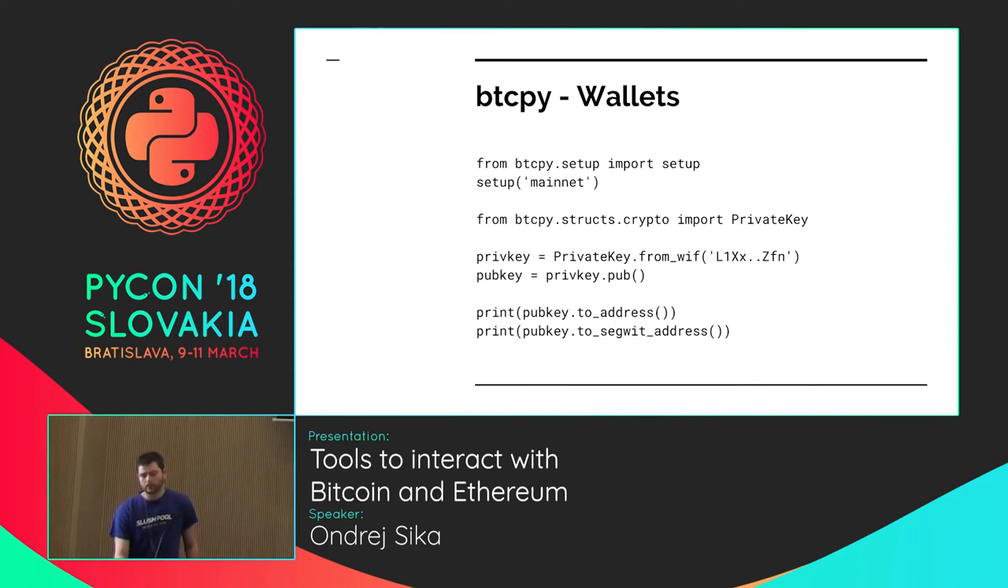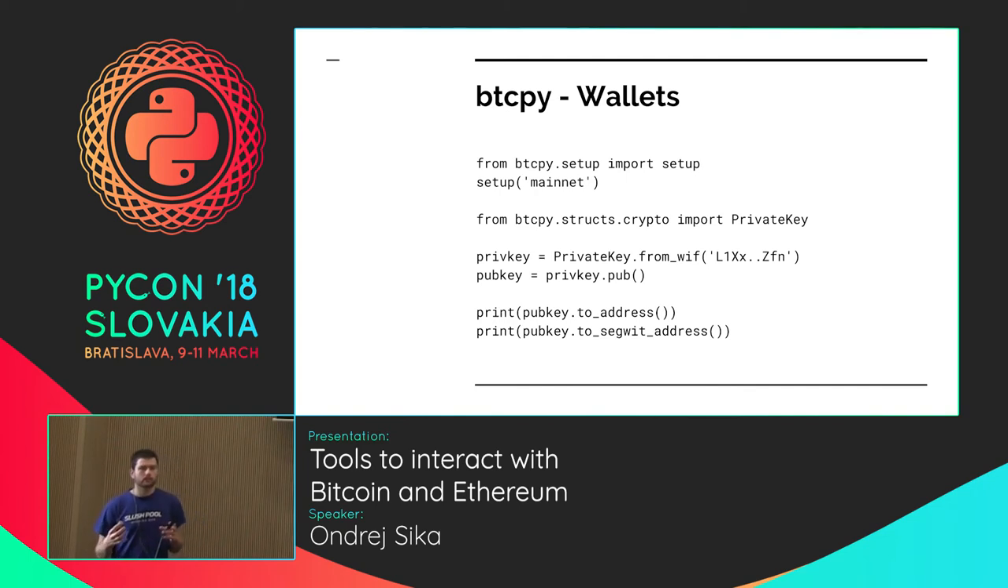At first, you have to set up the network, because Bitcoin has three different networks. One is mainnet, the network where the coin has a value. There is also a testnet.